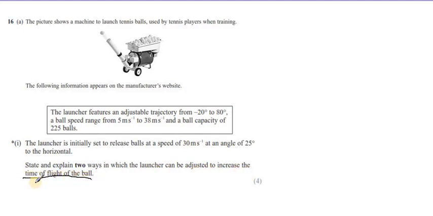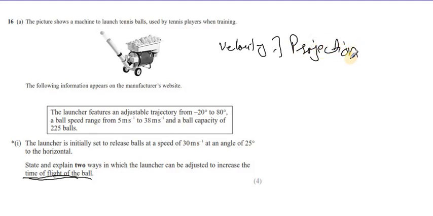Okay, if you see, the time of flight depends on two factors. Number one, velocity of projection. If you increase the velocity, you will increase the time of flight. Or number two, angle of projection. That means projection angle.